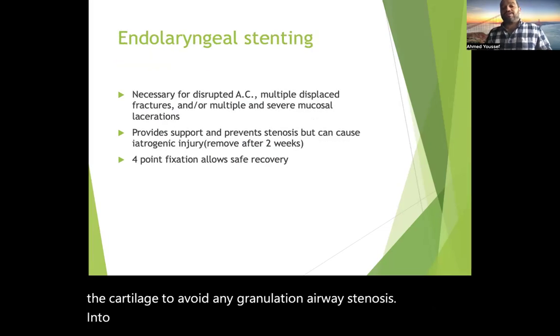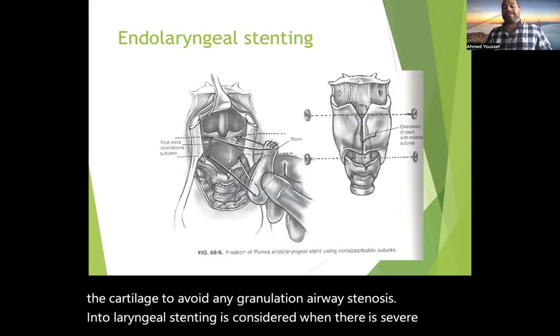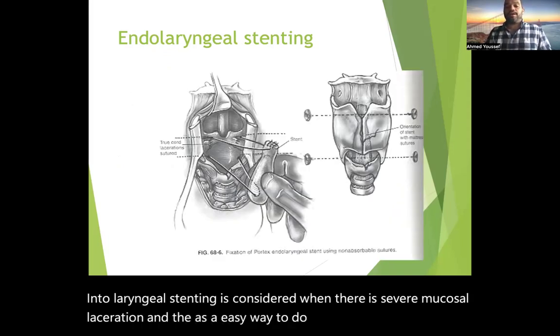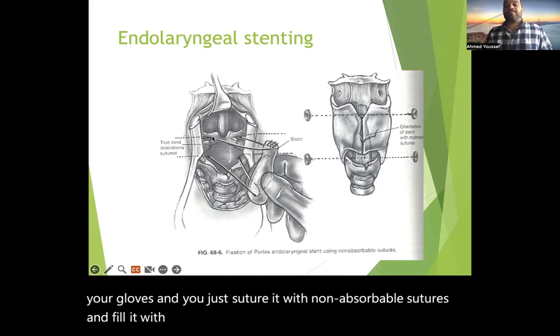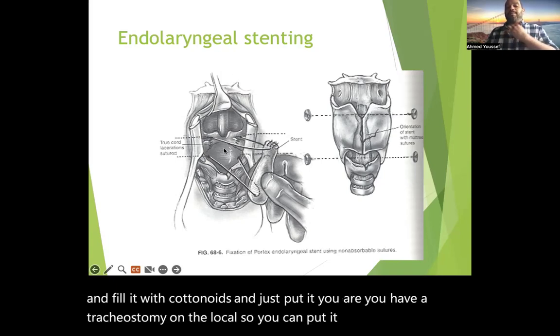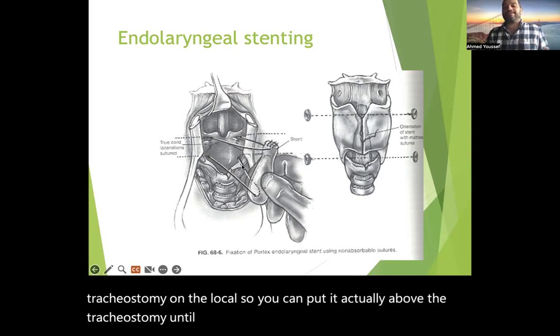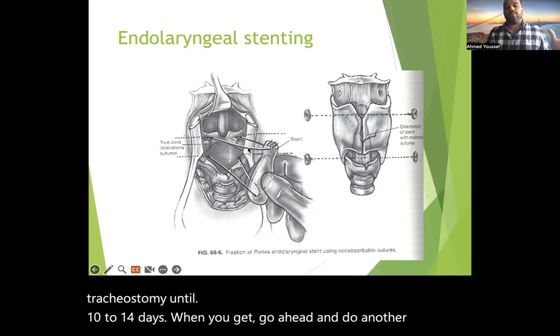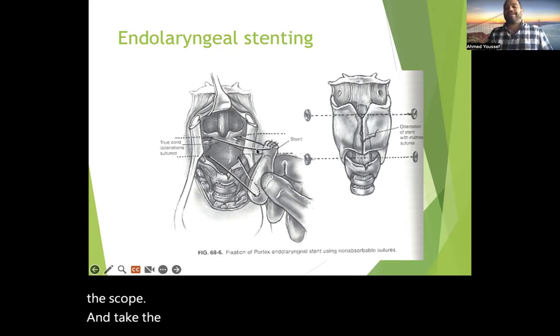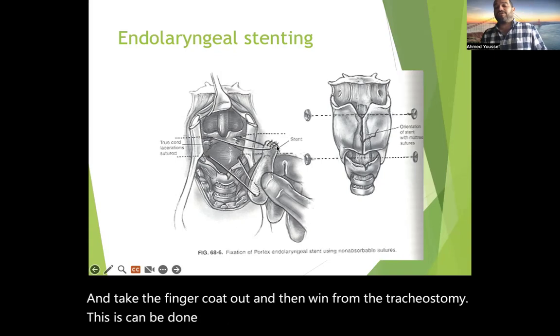Endolaryngeal stenting is considered when there is severe mucosal laceration, and the easy way to do it is to take a finger cut from your gloves, suture it with non-absorbable sutures, fill it with cottonoids, and just put it in. You have a tracheostomy under local, so you can put it above the tracheostomy for about 10 to 14 days. Then you go ahead and do another look with the scope, take the finger cut out and then wean from the tracheostomy. This can be done as a simple way of stenting the larynx.